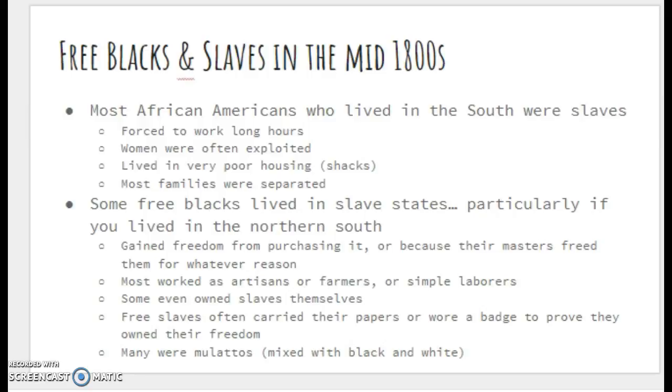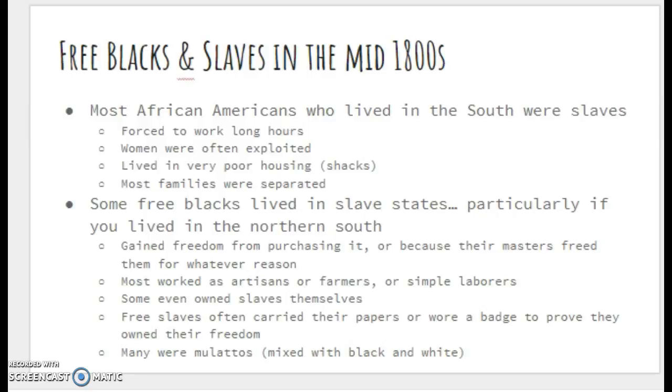They gained their freedom from purchasing it, or because their masters simply freed them for whatever reason. Most worked as artisans, farmers, or simple laborers. They were not lucrative by any means. They just had small jobs and tried to kind of lay low. Some even owned some slaves themselves, not nearly as many as the plantation owners that we've looked at, but they did own some.